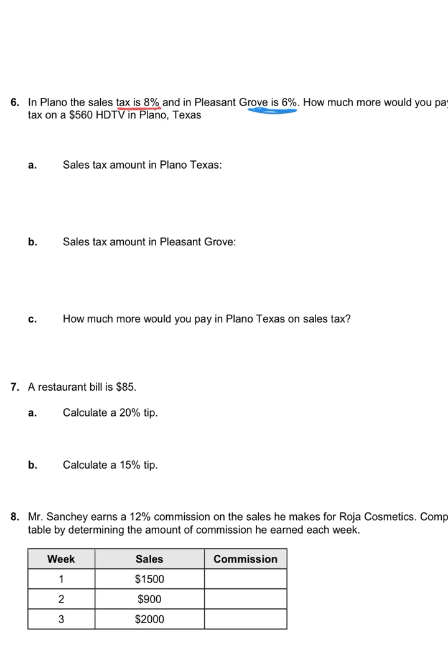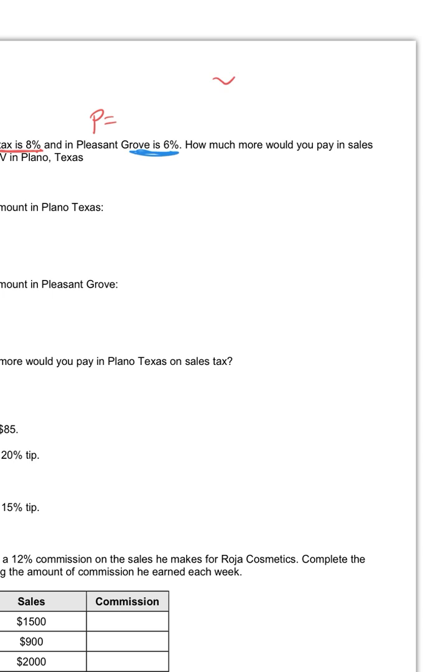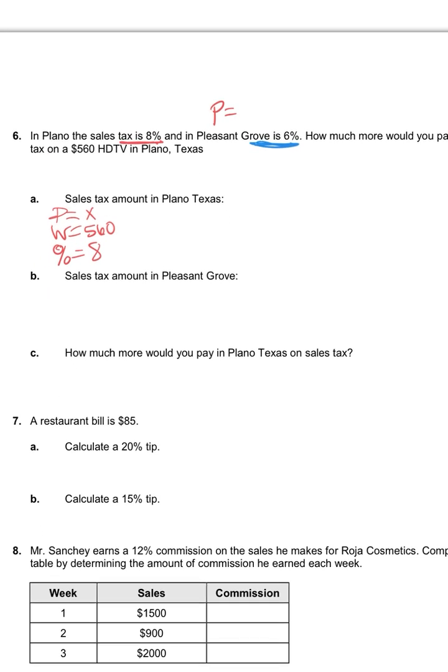All right, so let's go ahead and do Plano. I'll use the equation: part is equal to percent times the whole. And remember, your percent has to be in the form of a decimal. So with 8%, I need to move my decimal 2 times to the left, and I'm going to receive 0.08. So part is equal to 0.08 times the total of $560.